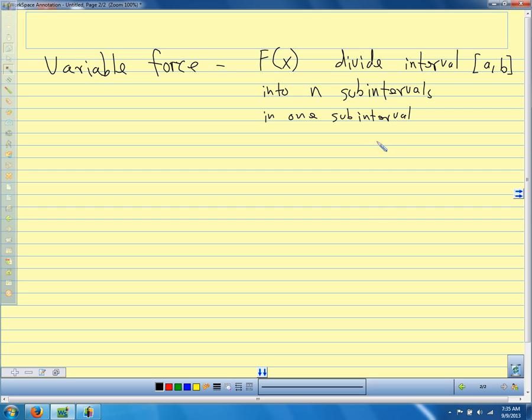our work is the work done in that small interval. We'll call it delta W sub i in that tiny little interval, is the force at that point, and I'll call the point c sub i, times delta x sub i, so the length of a little interval. And we're saying that f at c sub i equals the force in the interval.